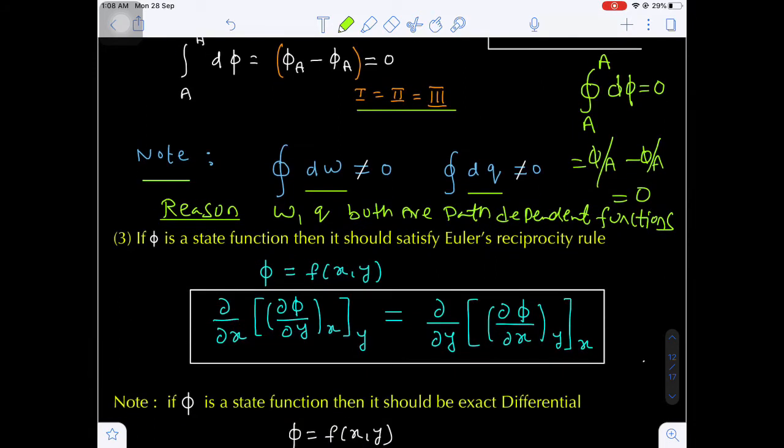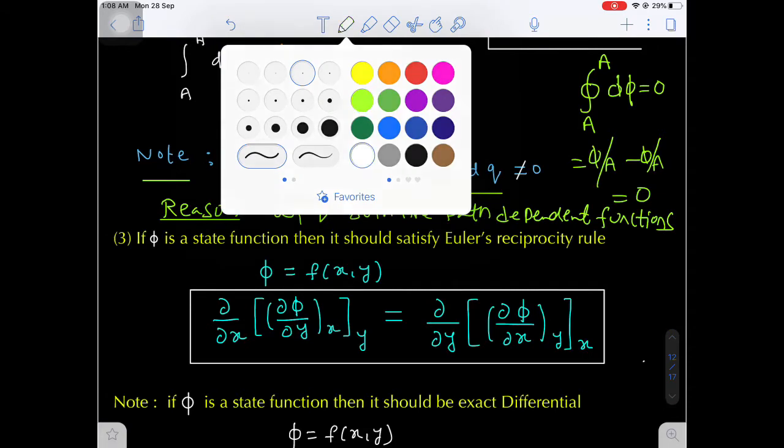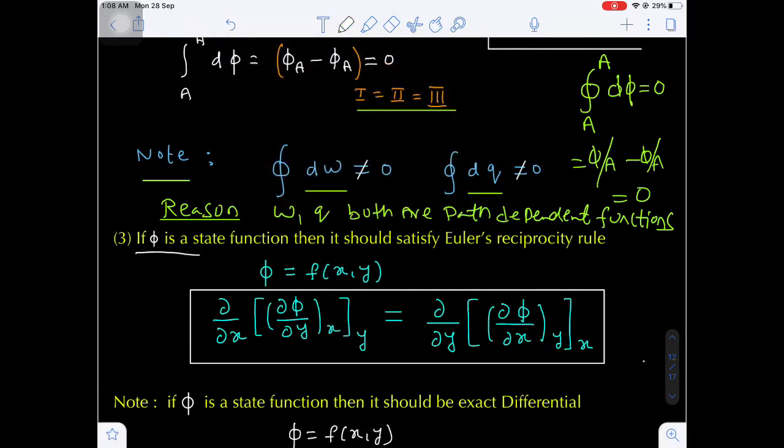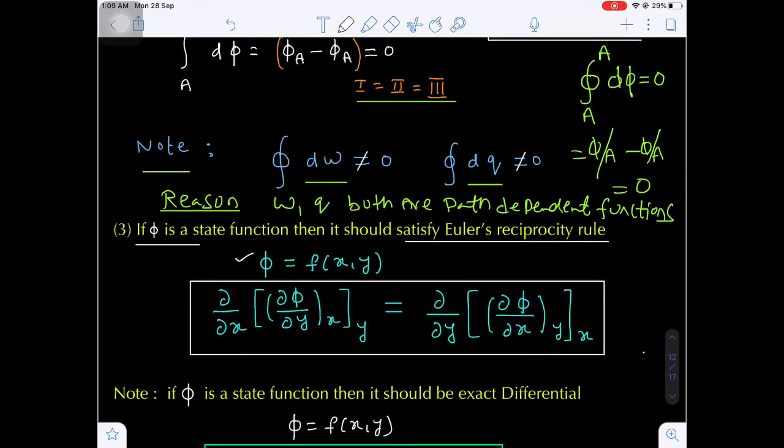Okay, now the next important condition, number 3: if phi is a state function, then it must satisfy Euler's reciprocity rule. Now what is Euler's theorem? Let's suppose phi is a function of x and y. Now what I am doing, I am initially differentiating the function with respect to y, keeping x constant, and after that differentiating with respect to x, keeping y constant. Are you getting my point?